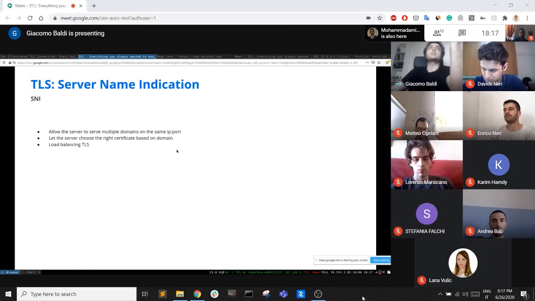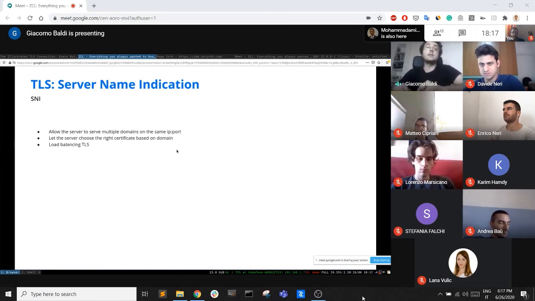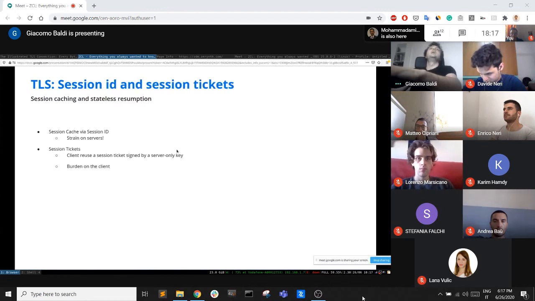So this server name indication is useful also for this. And it is useful also for load balancing the TLS connection, because you have a load balancer that gets the SNI extension and then forwards the traffic to the services behind it.